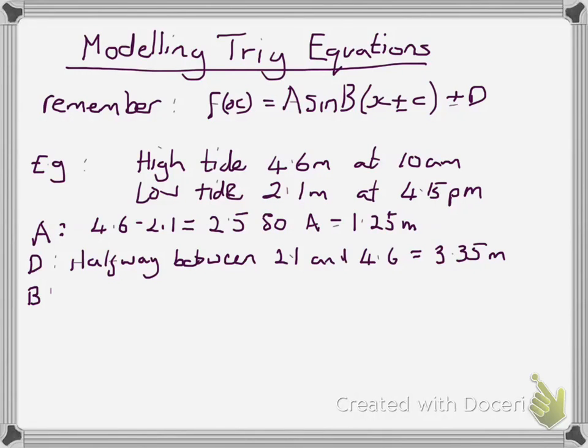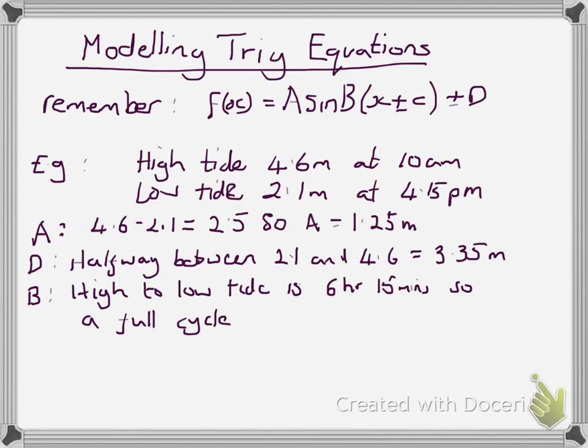Okay, next one to look at, let's look at B, which is the period of our graph. Well, we know that high tide to low tide is between 10 a.m. and 4:15 p.m., which is 6 hours and 15 minutes. Now, if you think about a sine or a cos graph, one cycle goes up, down, and back up again. So I need to know from high tide back to high tide again. So this is only half of the cycle. So that tells me that my full cycle is double that, which is 12 hours and 30 minutes.